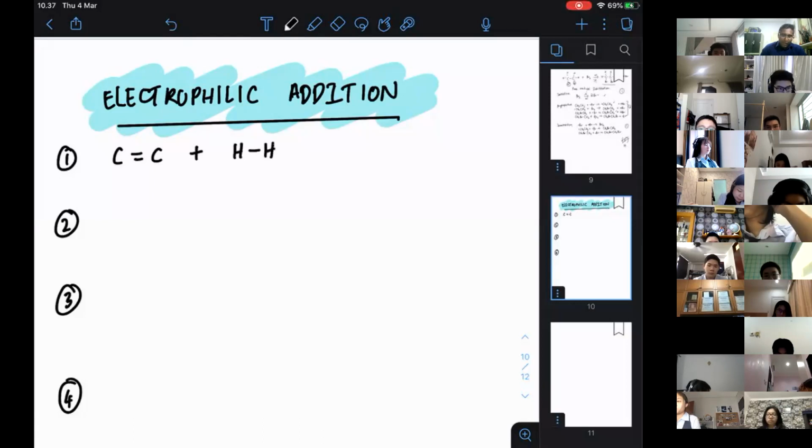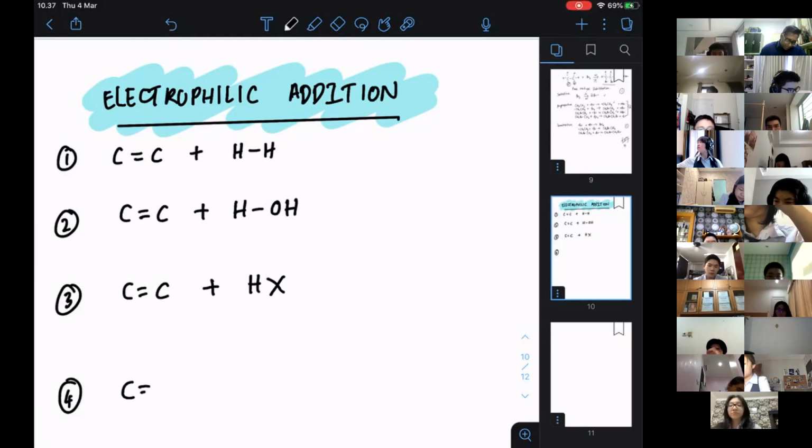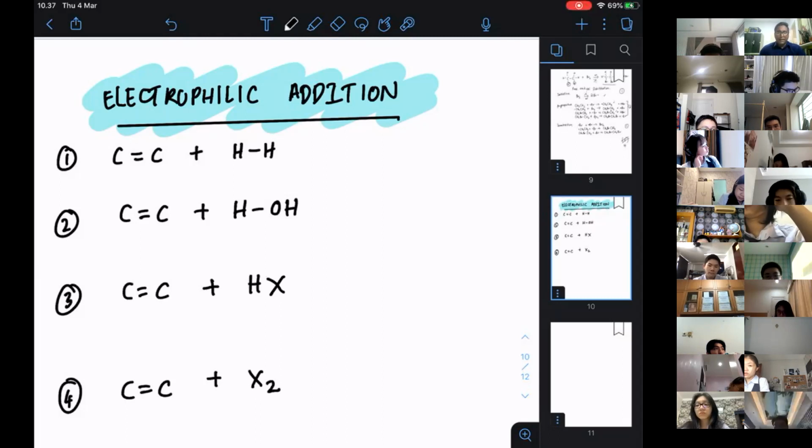We have a carbon-carbon double bond added with steam. We also have a carbon-carbon double bond subjected to HX, hydrogen halides. And a carbon-carbon double bond subjected to halogens. They have their own mechanism, and they have their own conditions, which we will learn later.